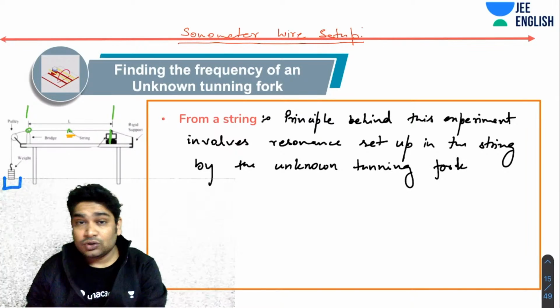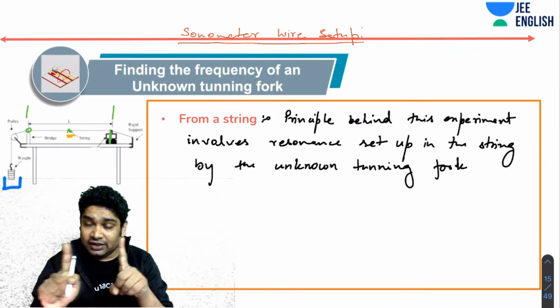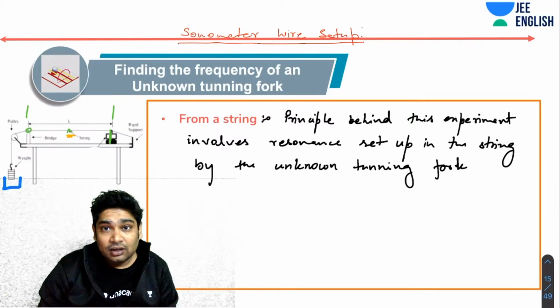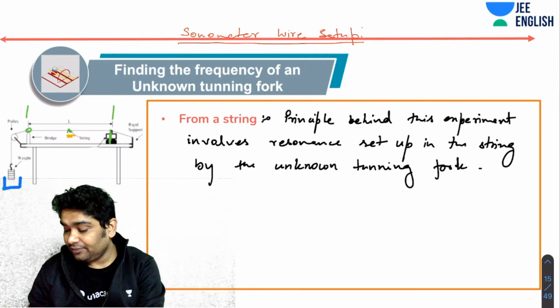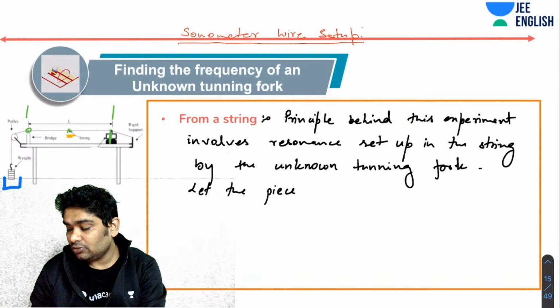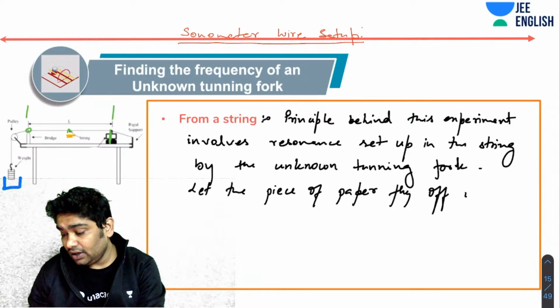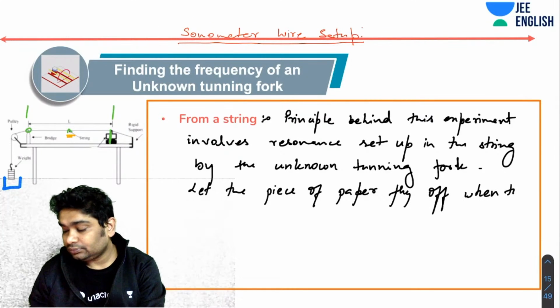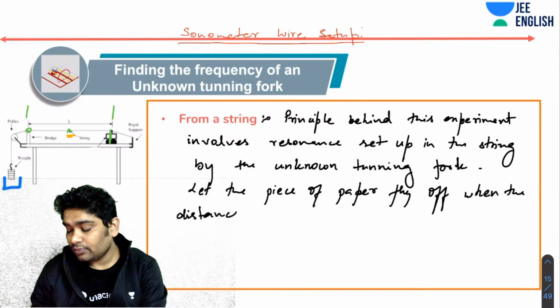So what you do is you keep the bridges almost touching each other, and then you start increasing the distance. And at a certain length L, the resonance happens, and the piece of paper flies off. So I will say that the piece of paper flies off when the distance between the bridges is L.